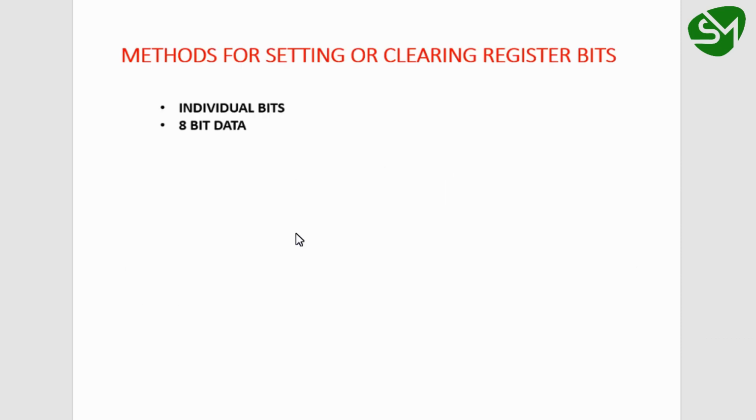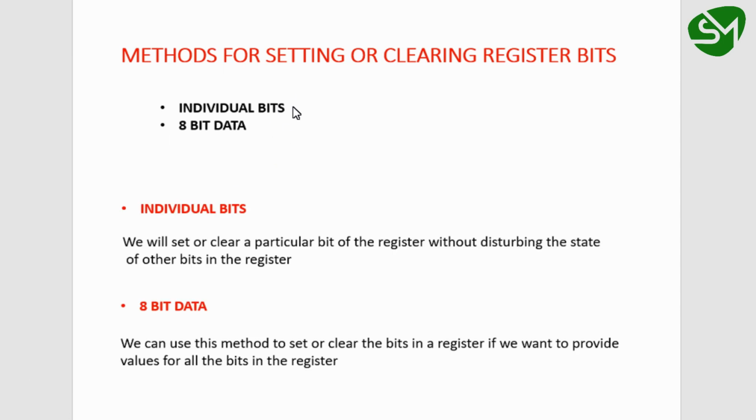There are two methods for setting or clearing bits in a register. The first one is the individual bits method, and the second one is the 8 bits data method. The individual bits method is used whenever we just want to set 1 or 2 bits of the register and we want to leave the other bits of the register undisturbed. We will use the 8 bits data method for setting all the bits of the corresponding register. So this is the difference between these two methods, and we will see the individual bits method for setting or clearing the bits in the DDRX register.